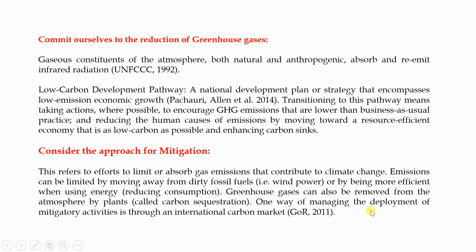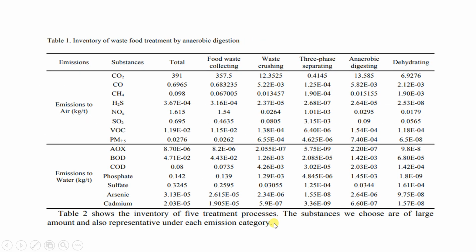One way of managing the deployment of mitigation activities is through an international carbon market. So this is some of the treatments and the emissions. This is about the inventory of waste treatment by anaerobic digestion. For example, emission to air, emission to water, and the treatment method is, for example, food waste collecting, food waste crushing, three-phase separating, anaerobic digestion, dehydration, and so on.